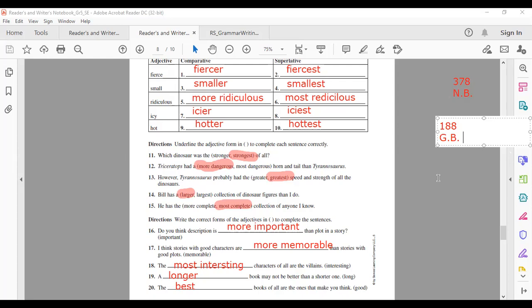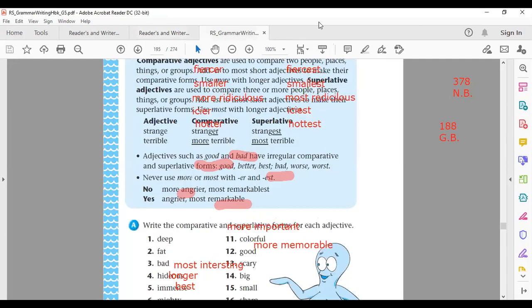I'm in number 17. Miss, we do A from 1 till 20? Yes, do it. Okay. Did you finish this, my girls, all of you? Yes. Yalla, we're going to the grammar book right now. Open page 188.